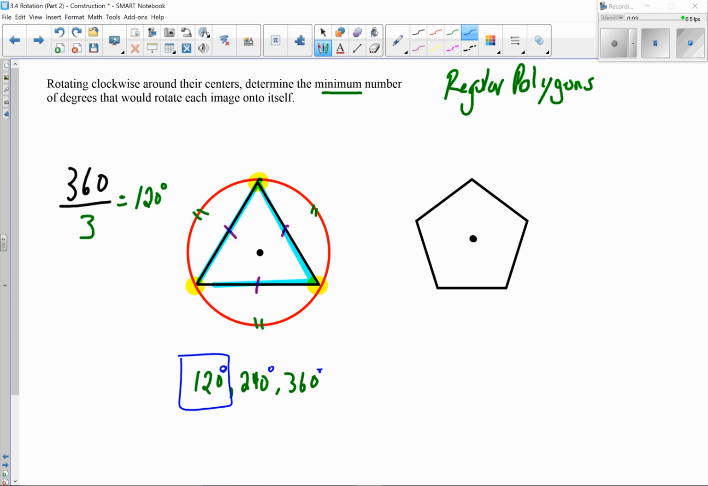I should have my degree symbol there. All right, so that's the minimum number. Again, they could ask for all of them, the minimum, whatever the situation is, make sure you answer the question appropriately. All right, same thing over here.